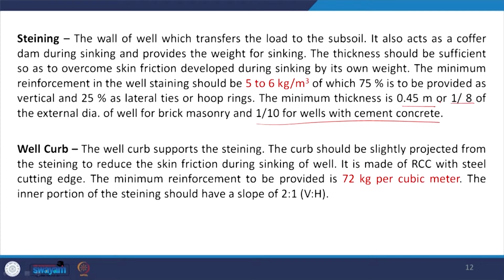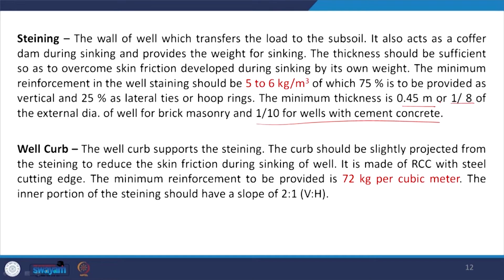Then 1/8 of the external diameter of the well for brick masonry, and for cement concrete, if you have brick masonry, then you require the higher thickness of the well steining, otherwise 1/10 could be okay for cement concrete. So, this was the main body of the well steining.